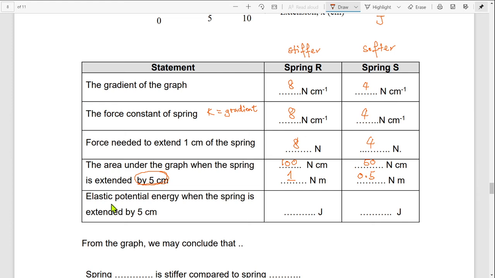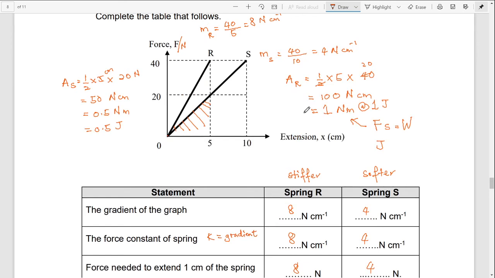Okay, elastic potential energy when the spring is extended by 5 centimeter. You see here also 5 centimeter. So what is the elastic potential energy? If we go up here just now, we have seen that the area under the graph is actually our work, and work is interrelated with energy. So work is energy, energy is work.